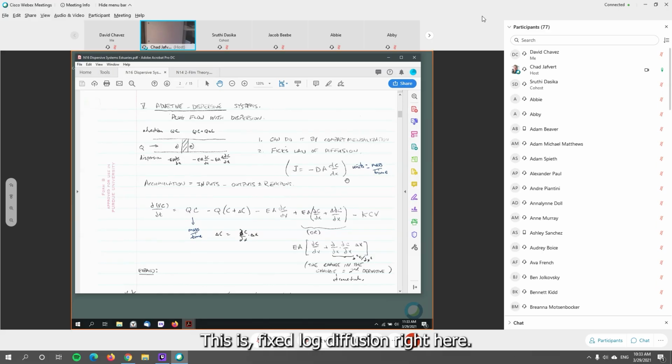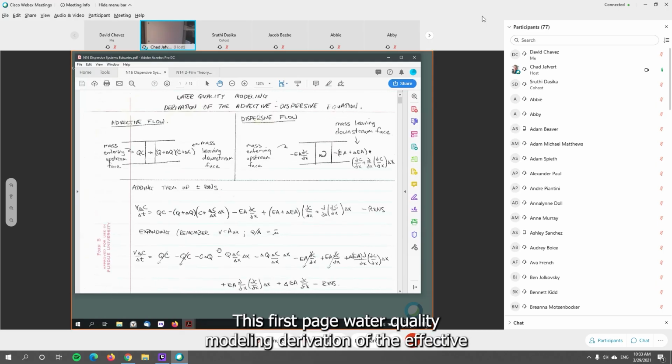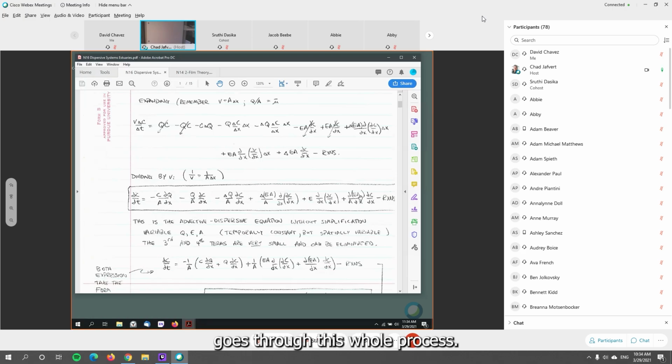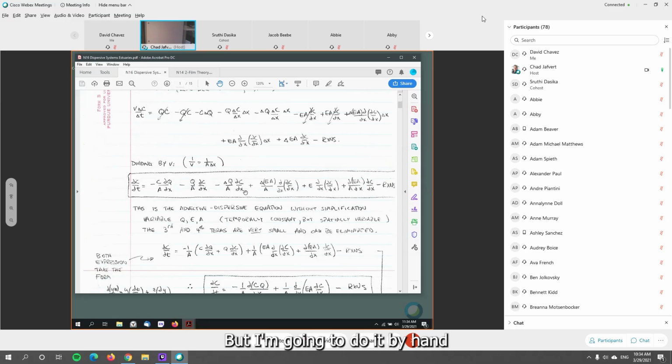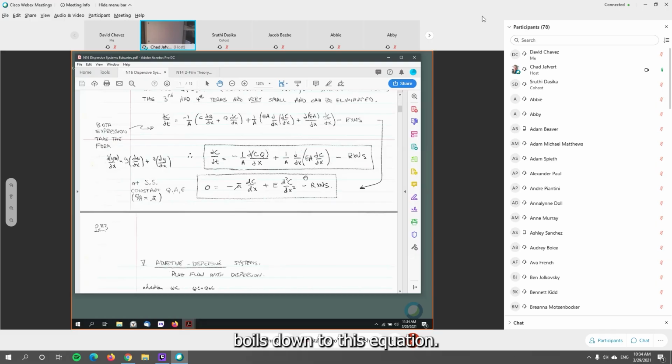Fick's law of diffusion right here. So this is advective dispersive systems. This first page, water quality modeling, derivation of the advective dispersion equation. E here is a dispersion coefficient, so don't get confused. It's the same thing. This is Fick's first law. And this first page goes through this whole process, but I'm going to do it by hand because this gets a little messy. And really, it boils down to this equation.